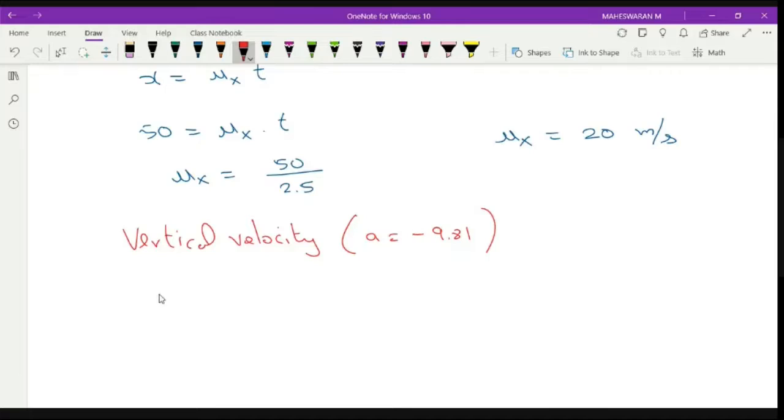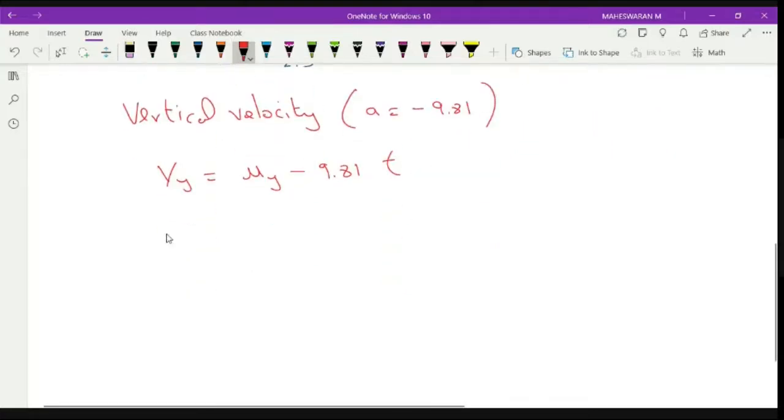I'm going to use the same formula. Vy is equal to Uy minus 9.81t. This is my first equation. Second equation, Vy square is equal to Uy square minus 2 into 9.81 into y. So I'm going to substitute here. Before substitution, just look whether you have only one unknown. Vy is unknown, Uy is also unknown, so let it be like that. We will substitute it later.